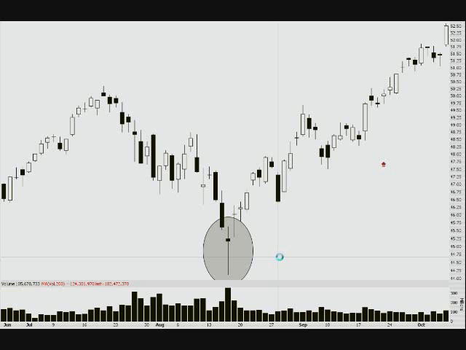And it was followed up with another long-legged doji. This one's even better. The open and close are right on top of each other. Great sign. This was a great reversal. A savvy trader would have been entering a trade right about here. And look at this, from 46 to 52. That, my friends, is a beautiful move. So that's a long-legged doji.